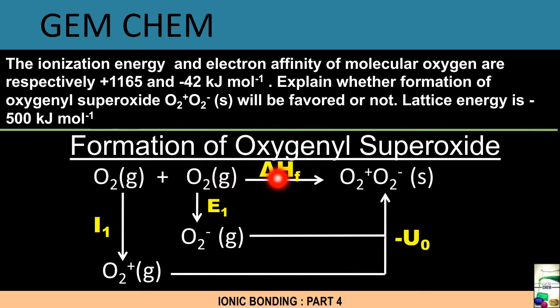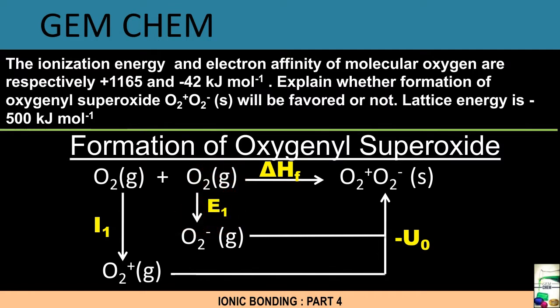So let us go to the Born-Haber cycle. One oxygen plus another oxygen forms this one. So what is the process? One loses an electron and another gains an electron. Here O2 in gaseous state loses 1 electron, so this is ionization energy I1, and it ultimately gives us O2 plus. Secondly, another oxygen moiety gains 1 electron to give us O2 minus.